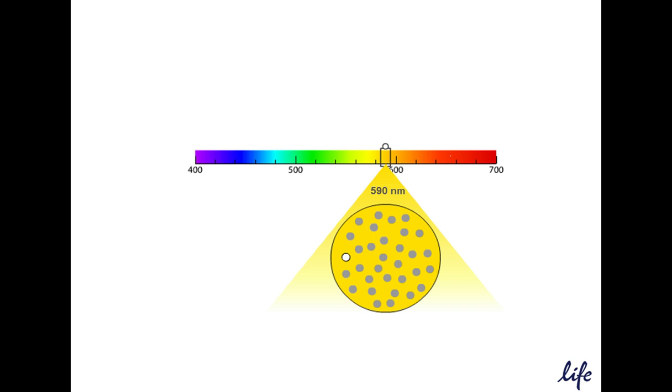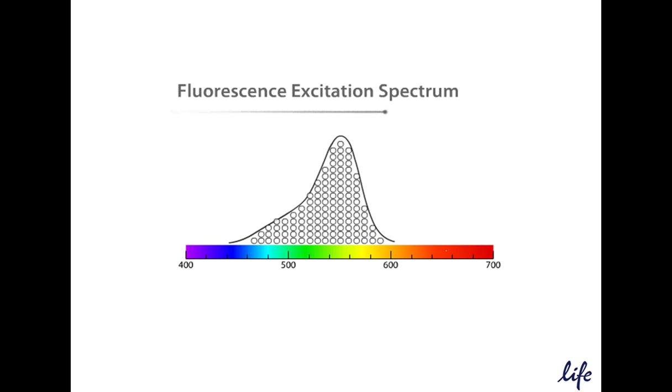And if you go to wavelengths longer than 550, the fluorophore molecules still absorb energy and fluoresce, but again, in smaller proportions. So the range of excitation wavelengths can be represented in the form of a fluorescence excitation spectrum, which looks like this.